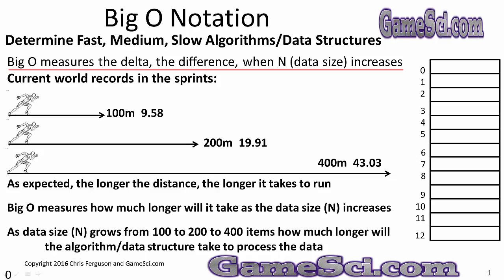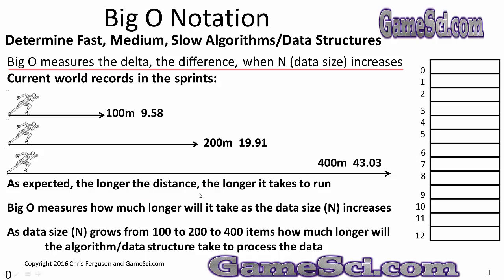To show you an example, let's look at the current world records in the sprints. At 100 meters, it's 9.58 seconds. At 200 meters, it's 19.91 seconds. And at 400 meters, it's 43.03 seconds. As expected, the longer the distance, the longer it takes to run.